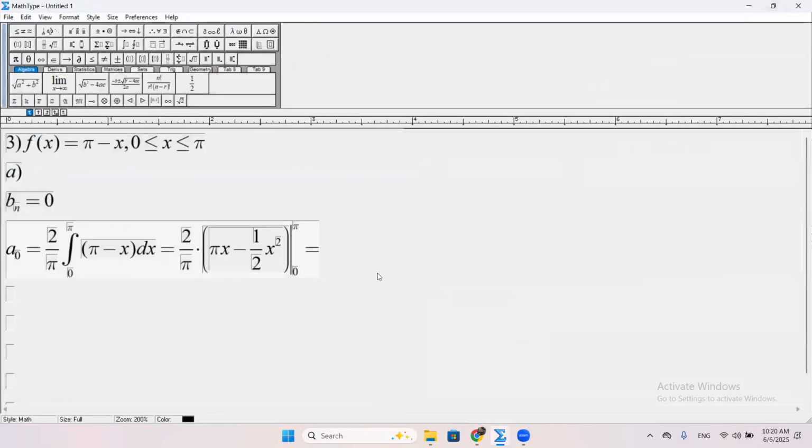Okay, let me make it full screen. So it will be equal to 2 over p multiplied by p squared over 2, and it will be equal to p. So we found a0.